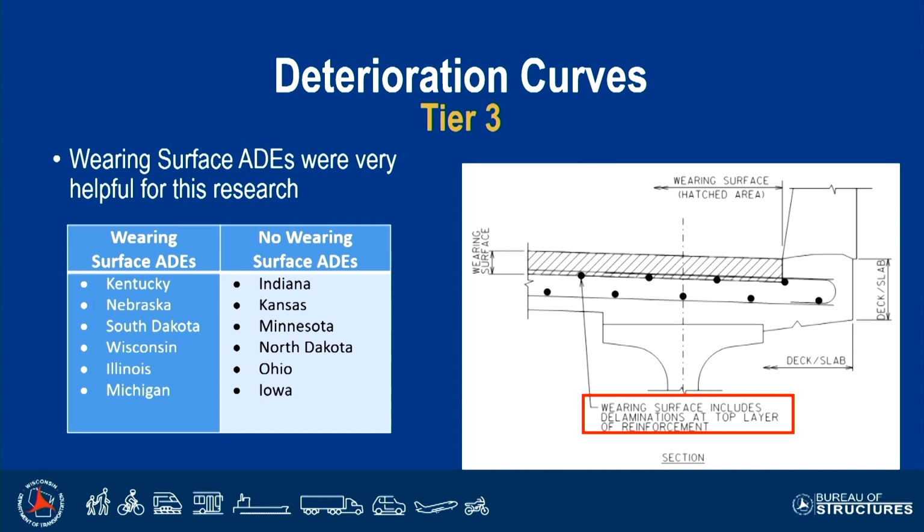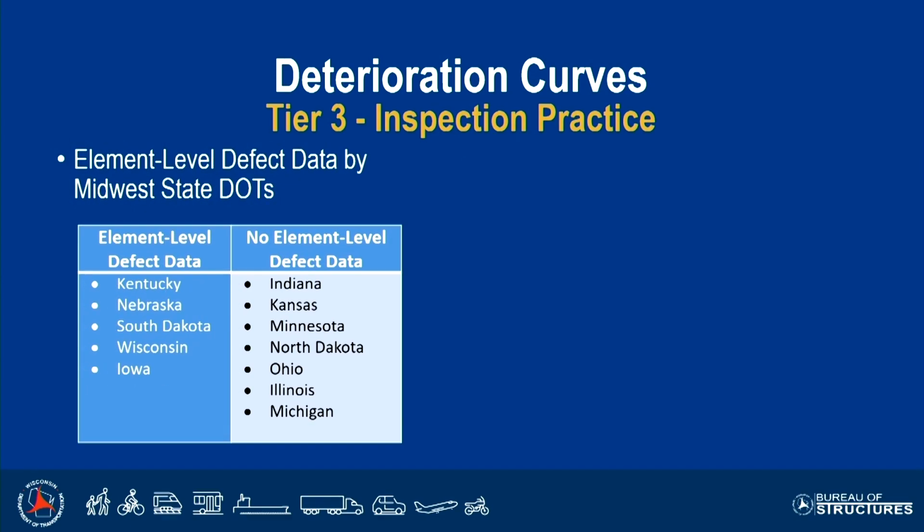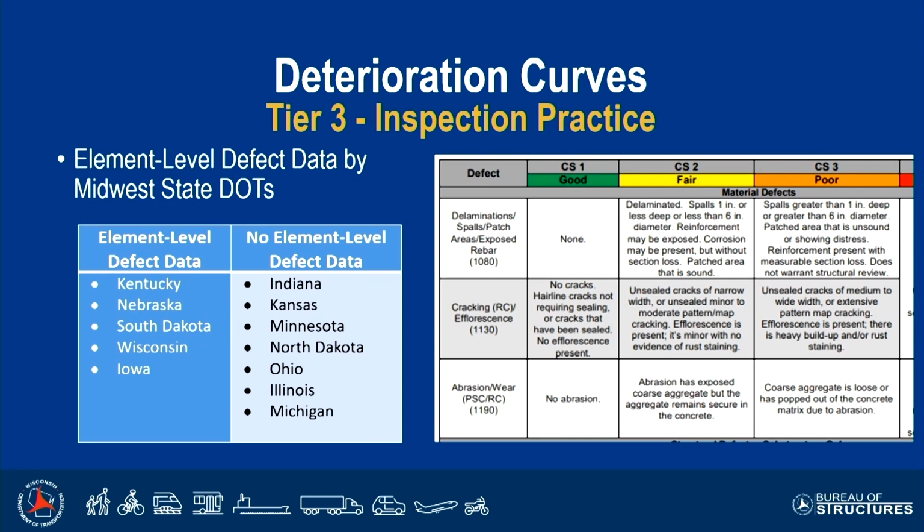And this is a snapshot from our Wisconsin field manual for inspection. We make the note that the wearing surface goes down to the top mat of steel, just to make sure any delaminations we find with thermography or chaining get recorded into that top wearing surface. Defects were also very helpful. I know they're not required, but they were very helpful in our research. So this is just a list of states that have defects and don't have defects, and another snapshot of defect examples.